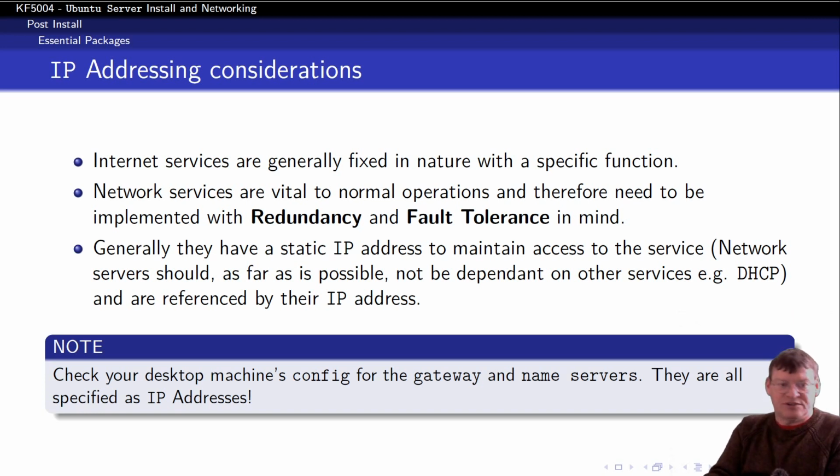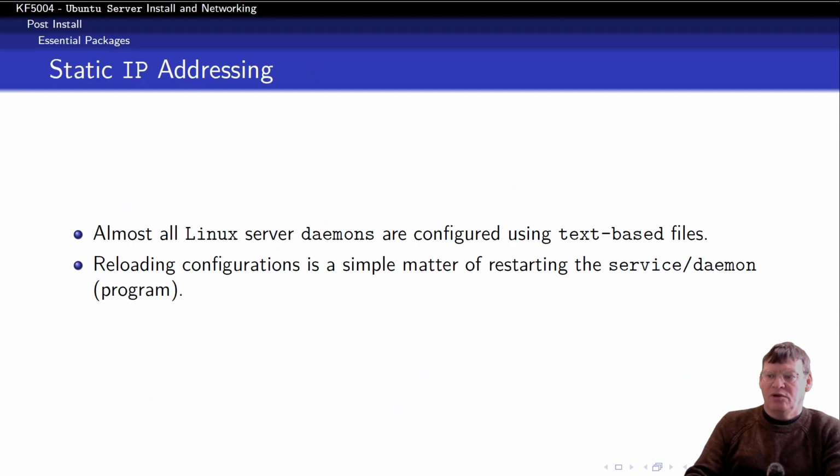If you want to have a look to see how that works, have a look at the configuration on your machines, your Windows machines or your Linux machines, and you'll generally see that all of the settings are set as IP addresses rather than names. That's because we're trying to reduce the interdependency of network services. Okay, so we need to set a static IP address on this machine.